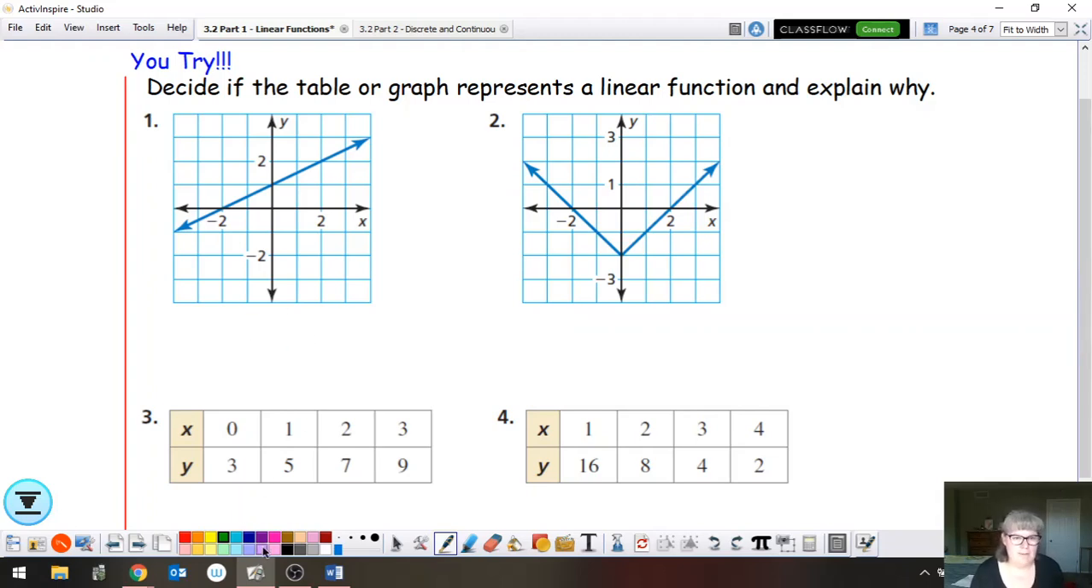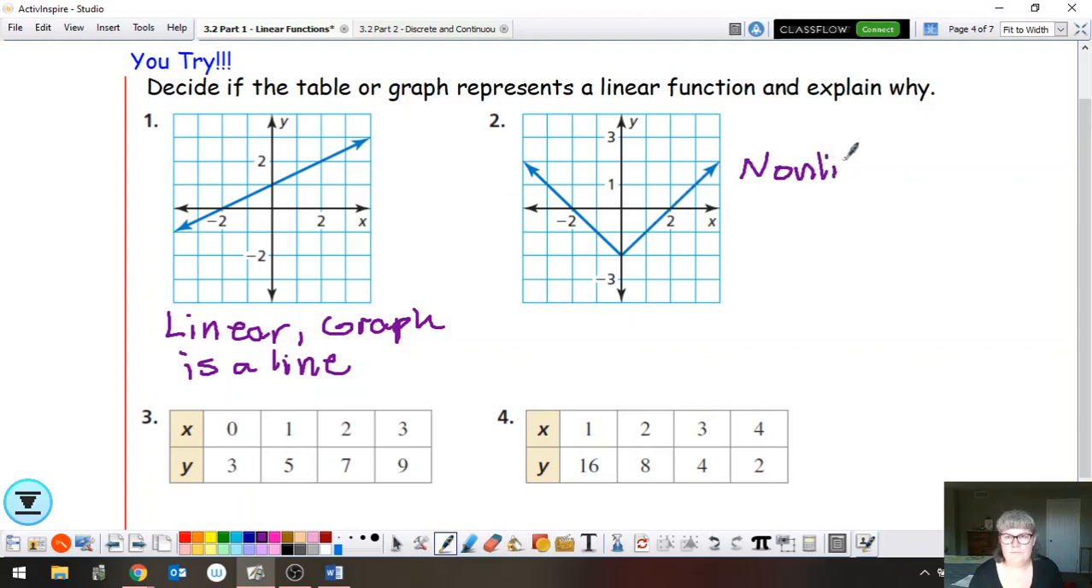Now that you've had some time, for graph number 1, linear, and the reason why, the graph is a line. Graph number 2 is nonlinear, because the graph is not a line. It is actually what we would call the graph of an absolute value function.